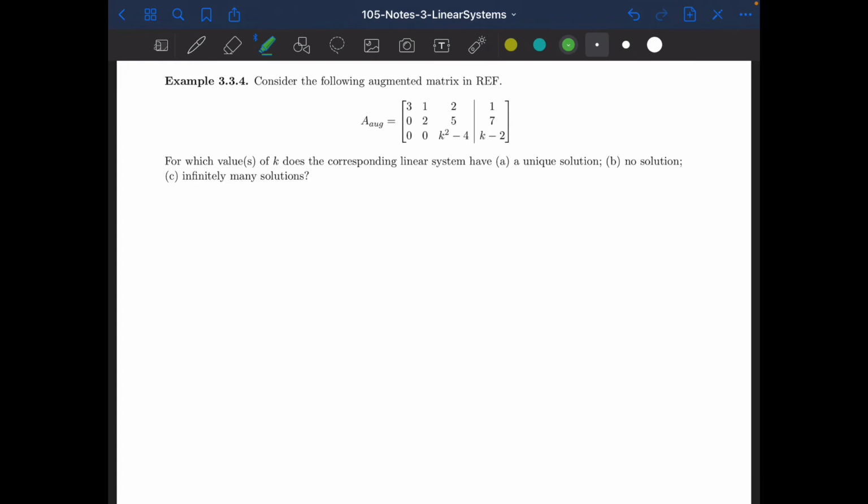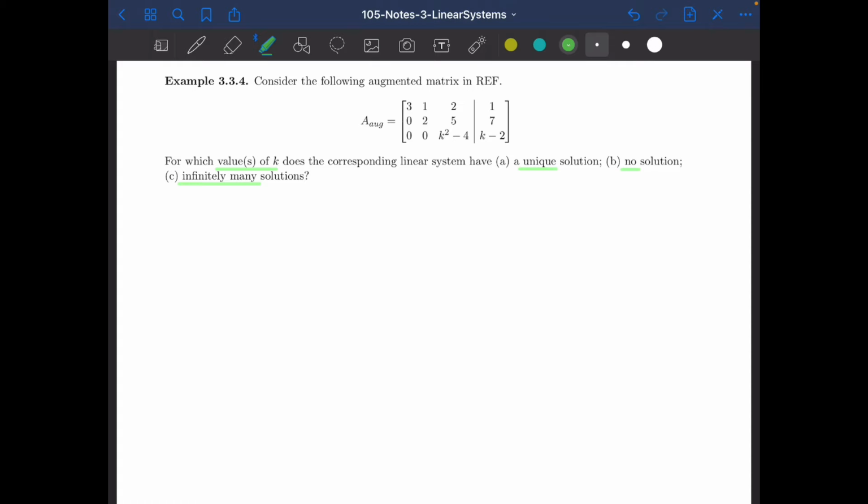In this video, we look at example 3.3.4. Consider the following augmented matrix in REF. For which values of k does the corresponding linear system have a unique solution, no solution, or infinitely many solutions?